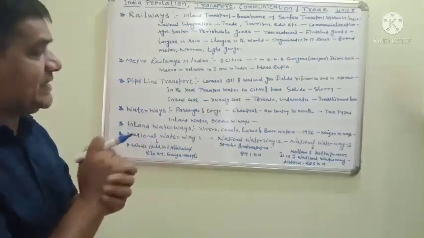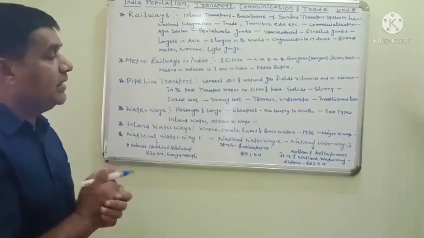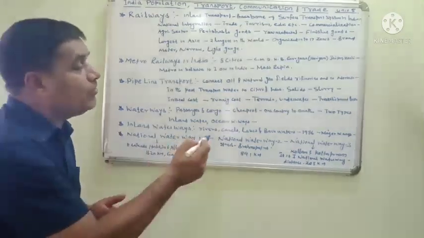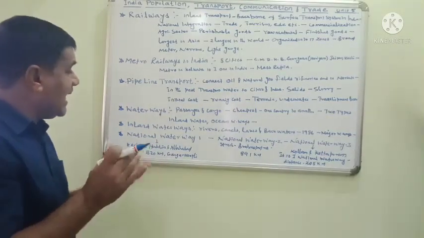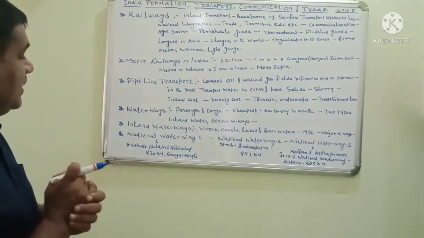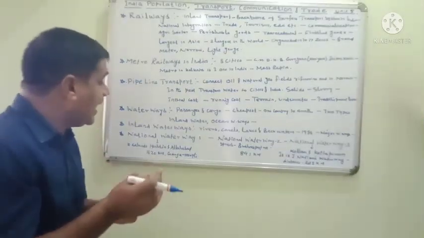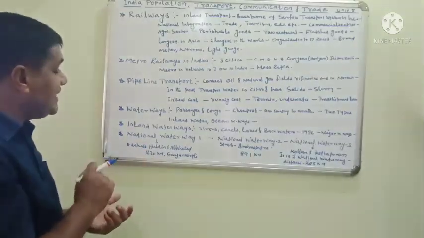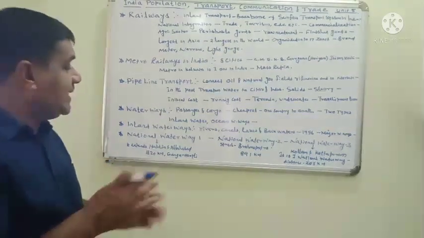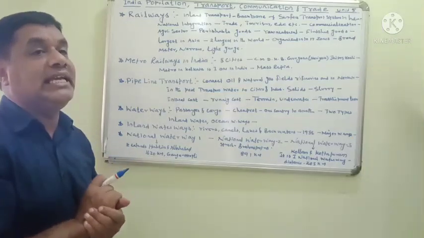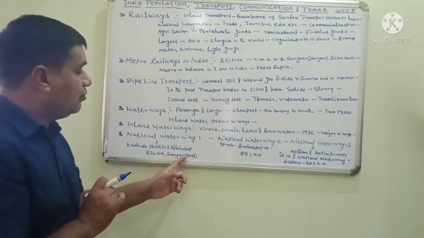The major waterways are National Waterway 1, National Waterway 2 and National Waterway 3, Indian waterways. The Indian National Waterway 1 extends between Haldia and Allahabad. Totally, it stretches 1620 kilometers. It stretches from the Ganga river to the Hooghly river. Note it.